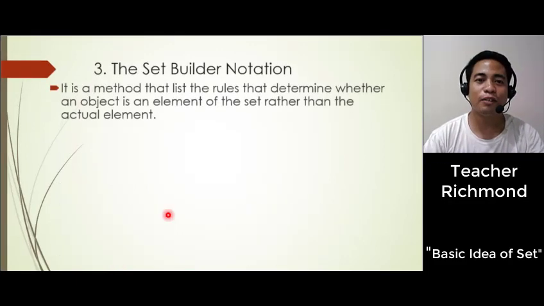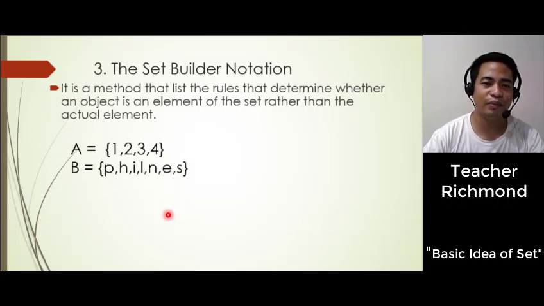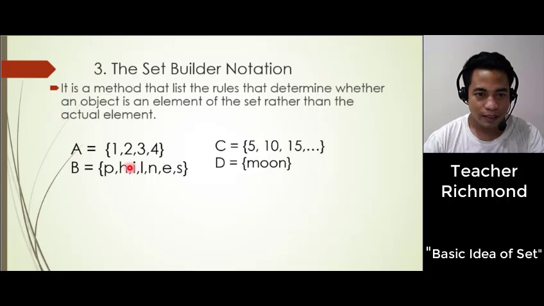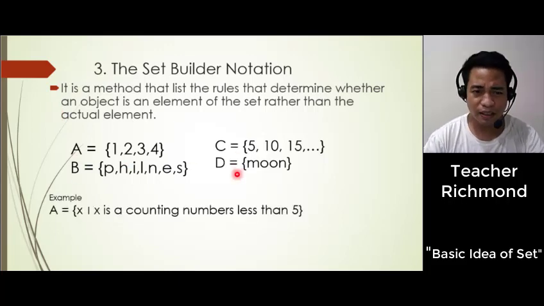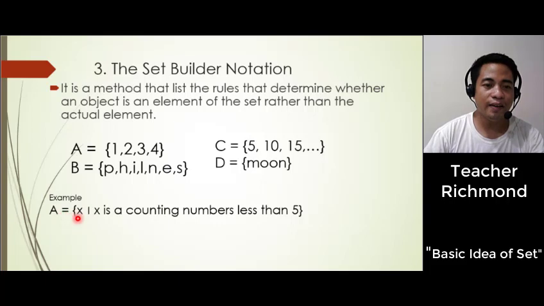So the next one, the set builder notation. It is a method that lists the rules that determine whether an object is an element of the set rather than the actual elements. This is very simple. Let's take, for example, set A, set B, set C, set D. Example, set A. Okay? Set A is the set of all x such that x is a counting number less than 5. So what has been added here? It's very simple, just this one. If you compare this to the previous one, the verbal description method, what has been added in here is just this one.